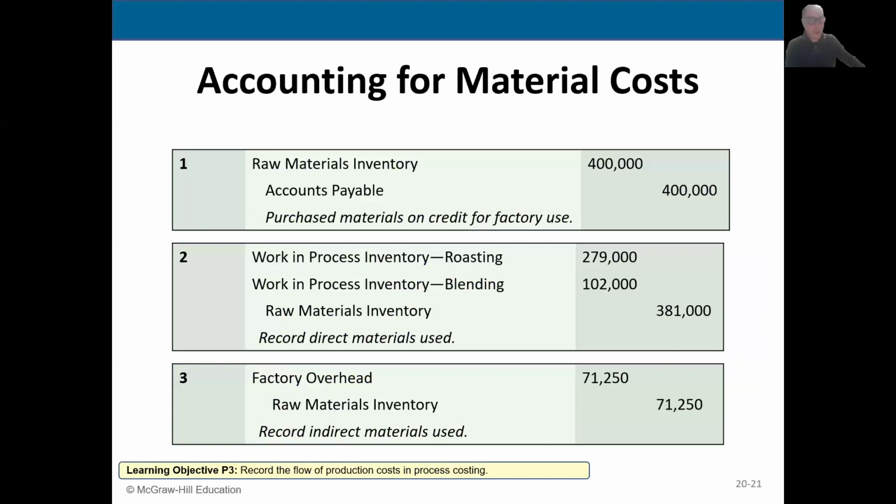We then need to record the use of the raw materials inventory. So this would be, of course, an adjusting entry. Debit work in process inventory for the roasting department. Debit work in process inventory for the blending department. Credit raw materials inventory. Then, of course, we need to add in all the factory overhead. So we debit factory overhead, credit raw materials inventory. This is for the indirect materials used.